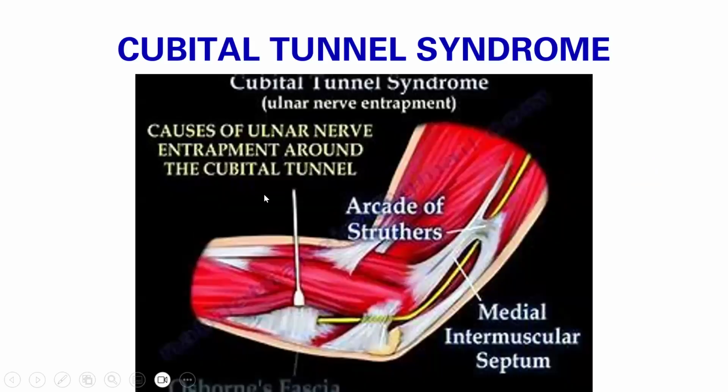And now we spoke about the cubital tunnel, which is very important. We spoke about Dean's tunnel. Cubital tunnel is a place where the ulnar nerve passes. It is under pressure by Osborne's ligament, and it passes in between both heads of the flexor carpi ulnaris. So you have to pay attention to this.